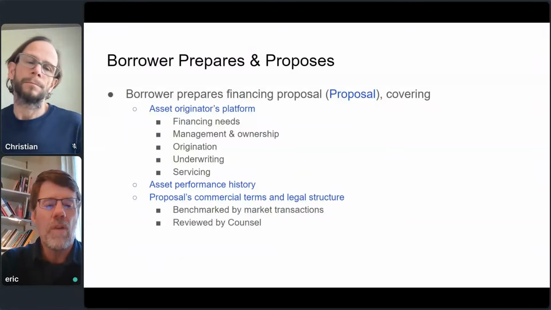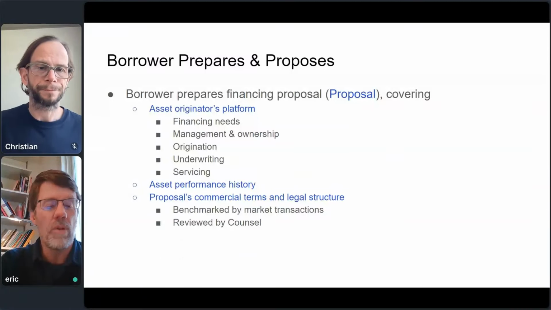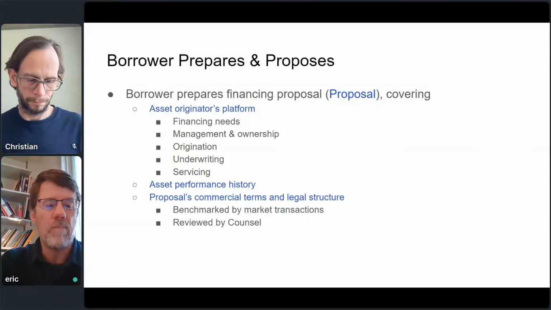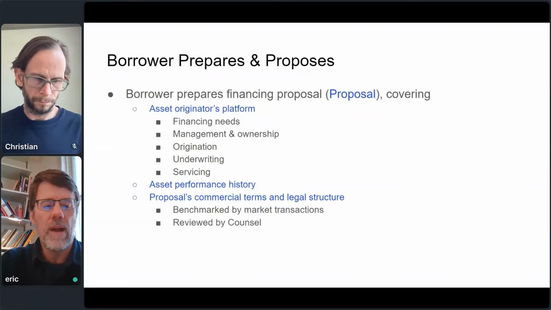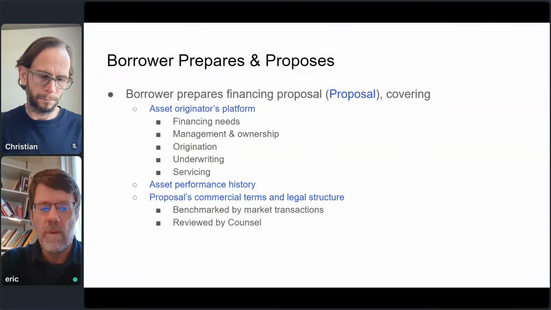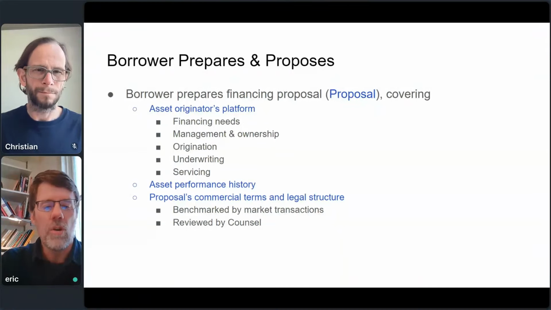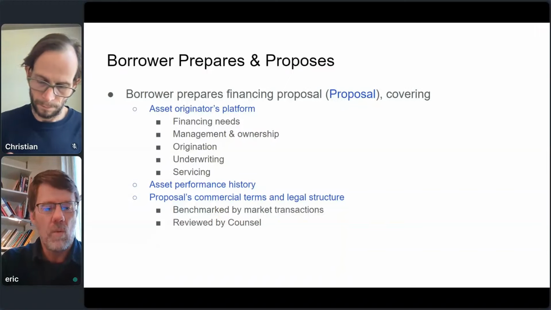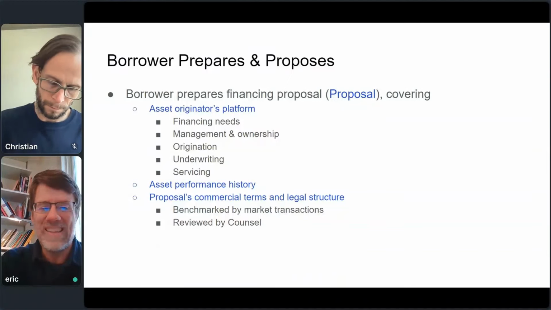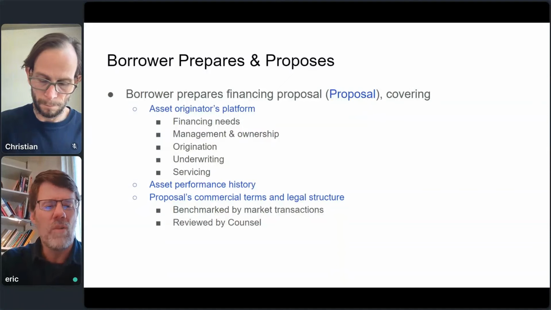They're going to also prepare how their assets have performed historically. When lenders look at borrowers, what's your best predictor of how their portfolio of assets will perform? Probably how they've done over the last 4 or 5 years. And then it'll also have some commercial terms and legal structure proposed. What are they looking for roughly? Not down to the last detail, but the lender wants a rough sense. What are you after? So they can decide whether they care enough to look more.